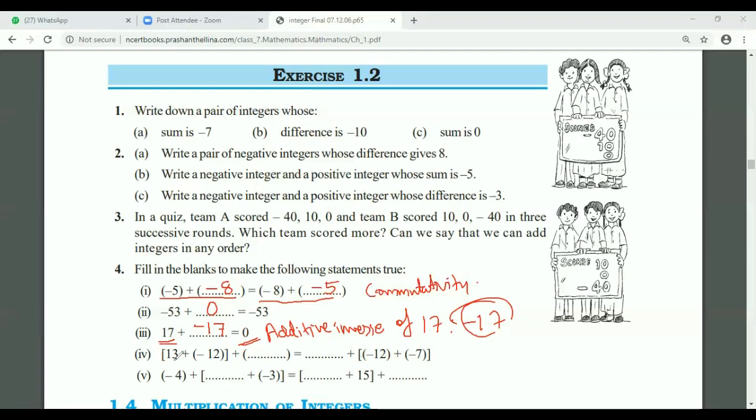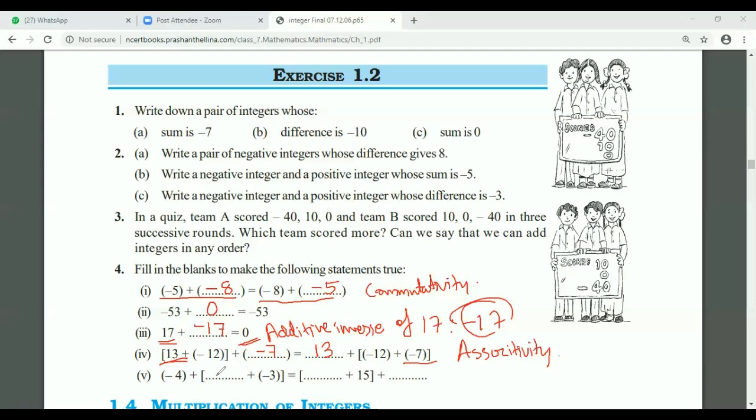So the one number extra in the left hand side is 13, and the one extra number in the right hand side is negative 7. So the missing number in the right hand side will be 13, and the missing number in the left hand side will be negative 7. I have taken this negative 7 from here and the 13 from here, so that you can see this equality will hold. This property is called associativity.